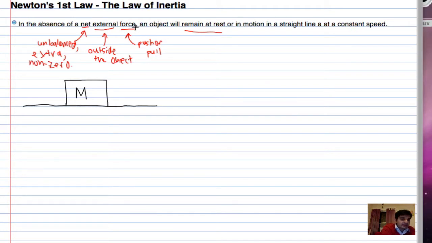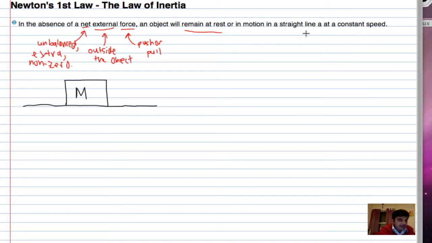And what this net external force says is, if I've got two forces acting, say one here and one here, and they balance, that's the case of no net external force. Well, I could see that an object would remain at rest. I'm fine with that. But then there's this second part which says, if the thing was moving in a straight line at a constant speed, it's going to continue moving that way.